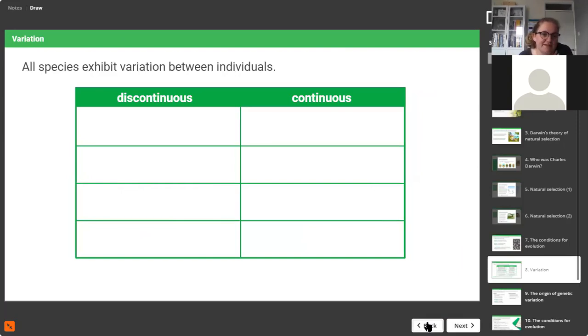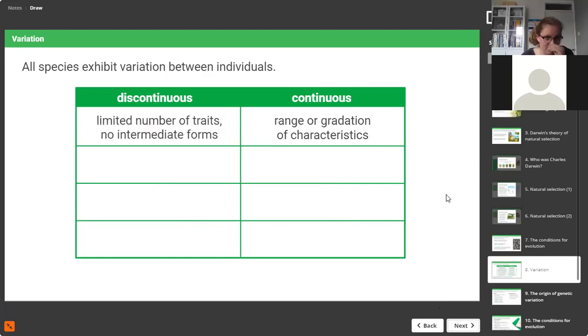So all species exhibit variation between individuals, but we can have discontinuous and continuous variation. So discontinuous variation is there's a limited number of traits and there's no intermediate form. So an example of that would be, because variation can go down to sex, male or female. White fur, brown fur, with a tail, without a tail. Or we can have continuous, so range or gradation of characteristics. So it could be short tail, medium tail, long tail, height, weight, things like that.